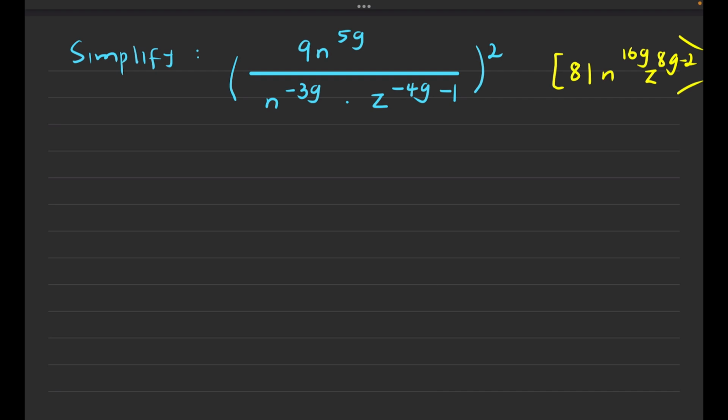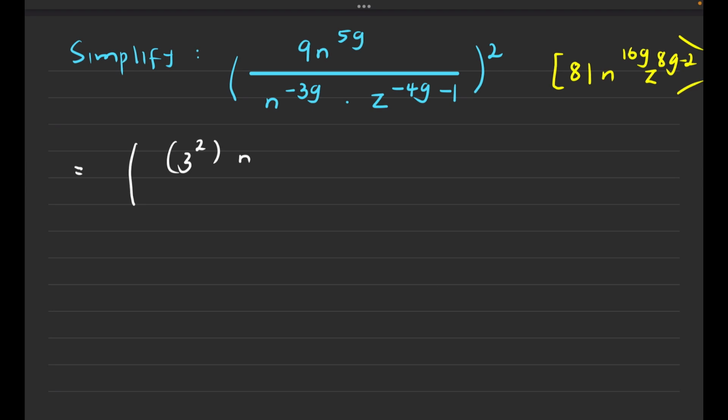Simplify 9n to the power 5g divided by n to the power minus 3g multiplied by z to the power minus 4g minus 1. All of that is to the power 2. Do this by yourself at home and see if you're going to get 81n to the power 16g multiplied by z to the power 8g minus 2. So my first focus here is on the 9 in the bracket. 9 can be expressed as 3 squared, right?